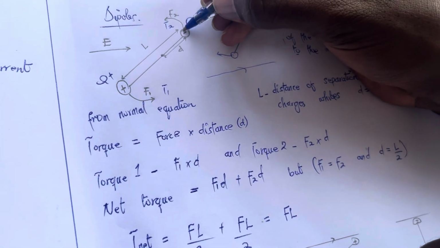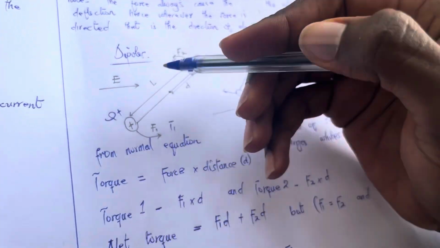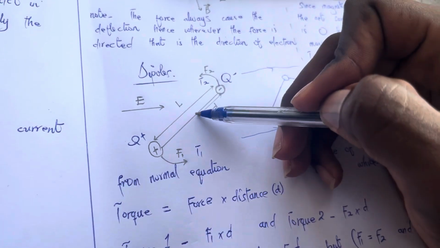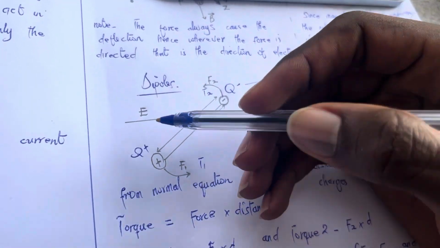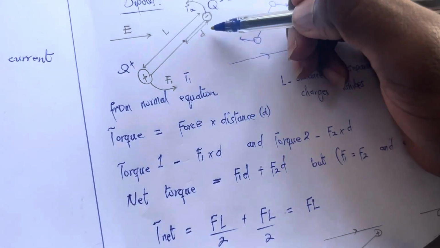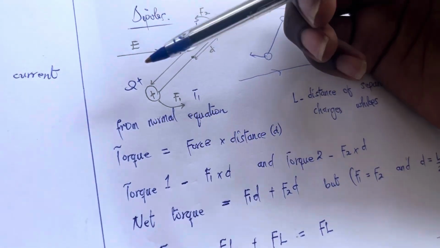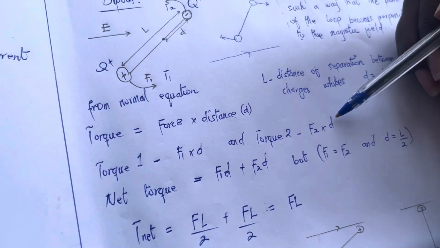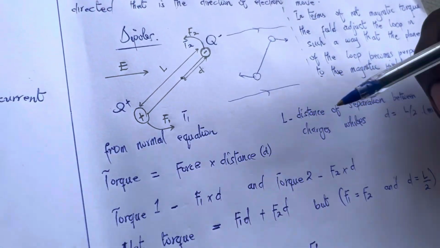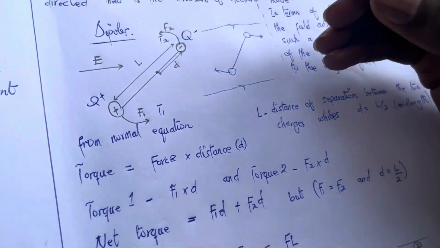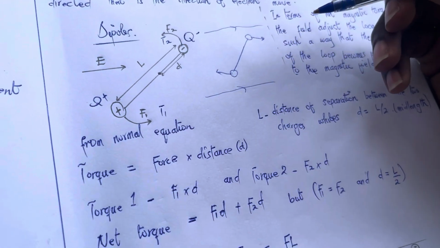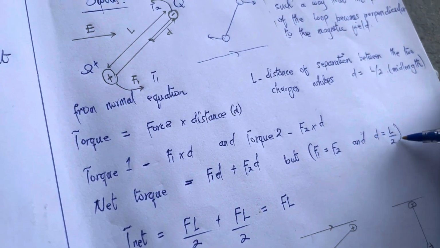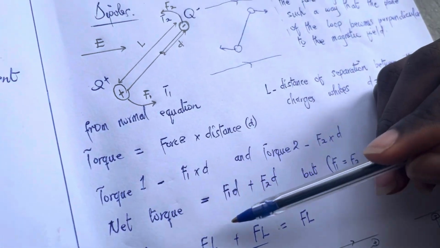So there will be a rotatory force here, which is torque 1. This torque 1 is defined by force 1 times small d. So our torque 1 is equal to F1 times d. The same thing applies to torque 2. Torque 2 is F2 times d. But I stated earlier that our d is equal to L over 2, so wherever we see d, we put L over 2 there.